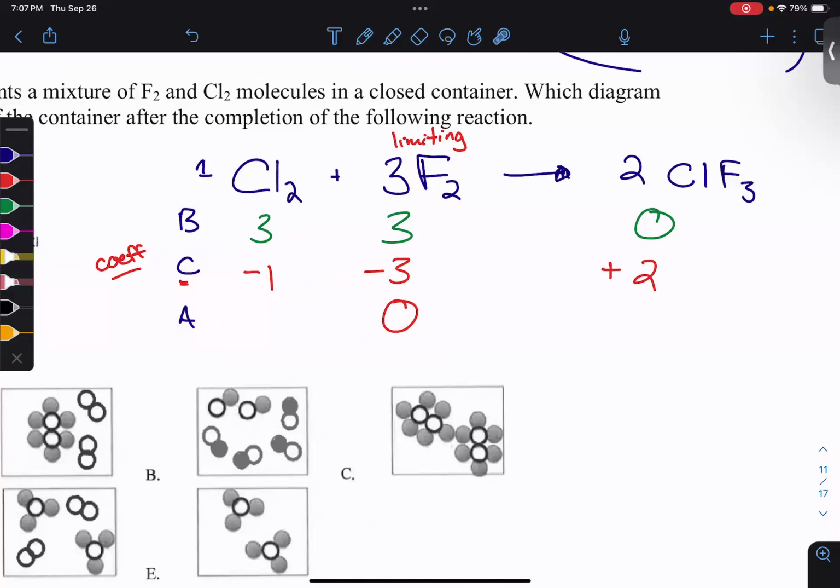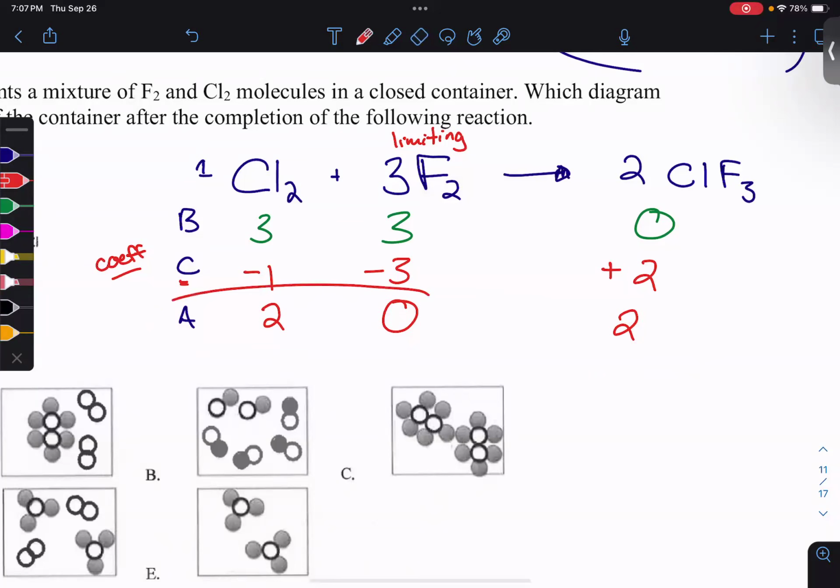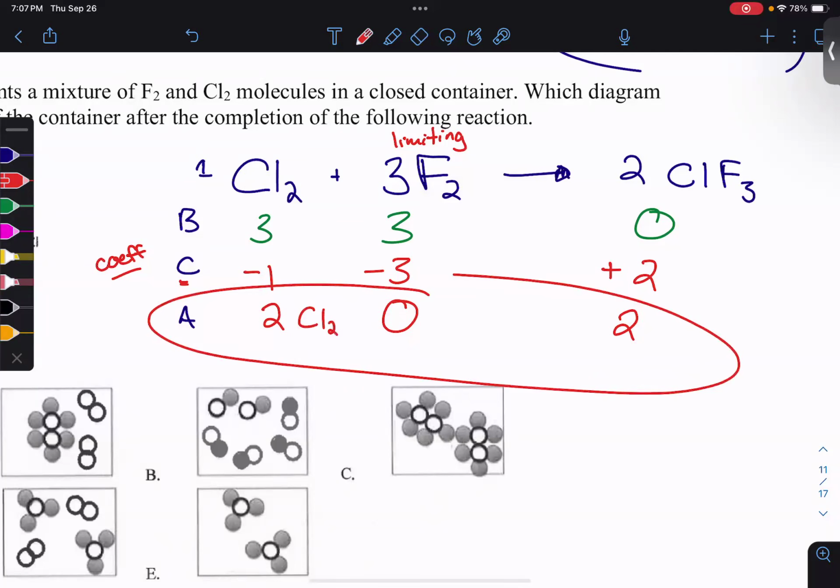Okay, so that means if I do the reaction once, I'm using up 3 fluorines, I'm using up 1 chlorine, but I'm actually going to gain two of those products. So then we add up all of our columns and we see that after this reaction's done, we're going to have 2 of those products and we're going to have 2 of the chlorines left. And we'll have 0 of the fluorines. And so we need to indicate which picture shows this. So notice that in this picture, we should have 2 chlorine molecules and 2 ClF3 molecules.